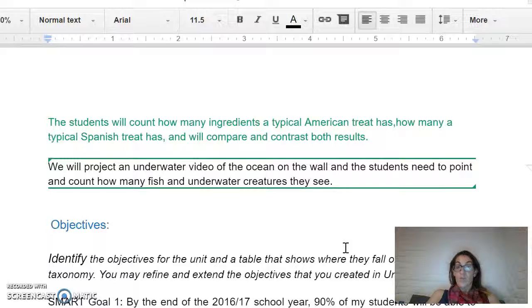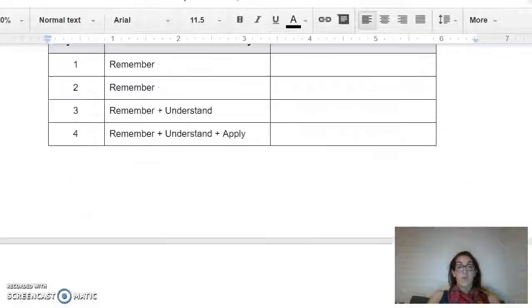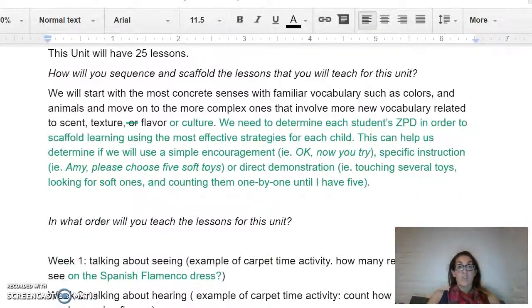We're not overloading them with a million cultures and a million treats. It's just something that's very concrete and real to them, which is the American culture which they're being educated in, and the Spanish culture, which is the one they live in. I think that was an important difference that was added after your input.